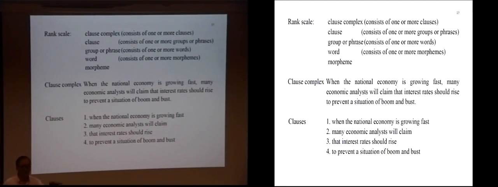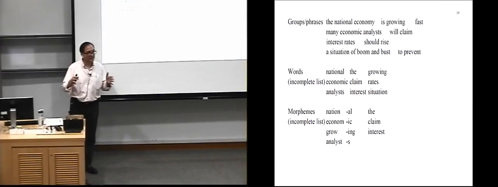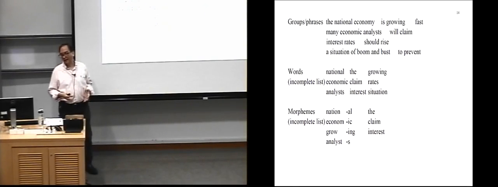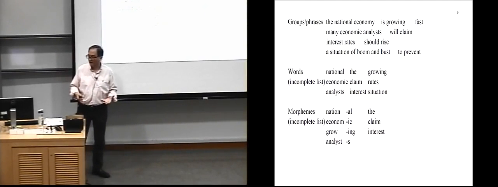So that's our first cut in terms of breaking this down into the constituent parts. The second one, we can break down those clauses into individual groups and phrases. So the national economy is one group. Is growing is another group. Fast, although it's only one word, is still considered a group because it functions at the clause level as one unit. Many economic analysts is one unit, so that's a group there.